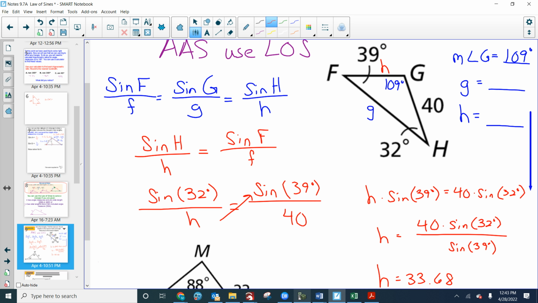Last thing, if I want to find side G, I would do sine of 109 over G equals, use this one again, sine of 39 over 40.